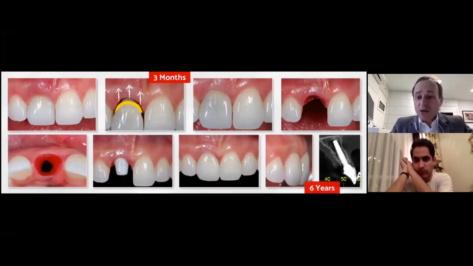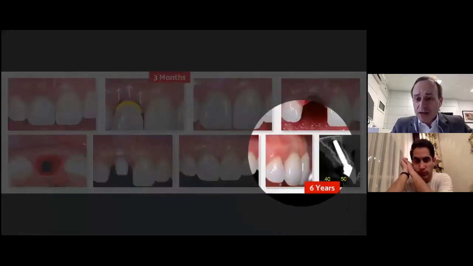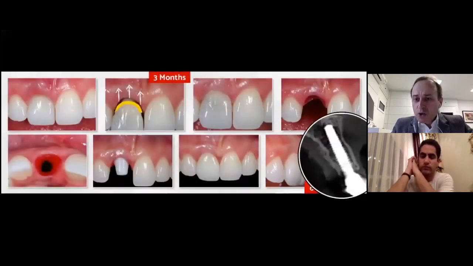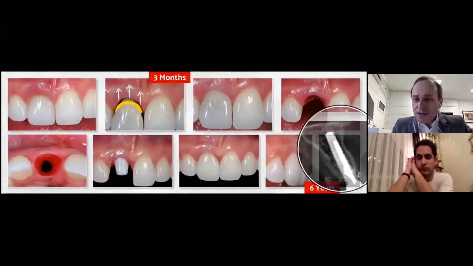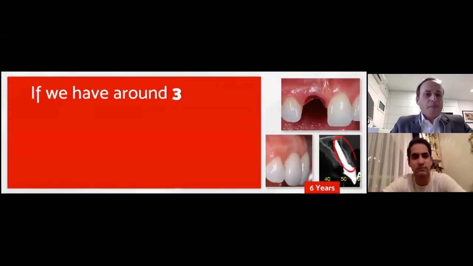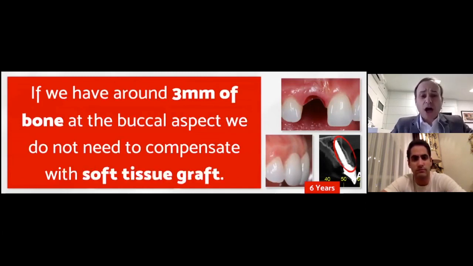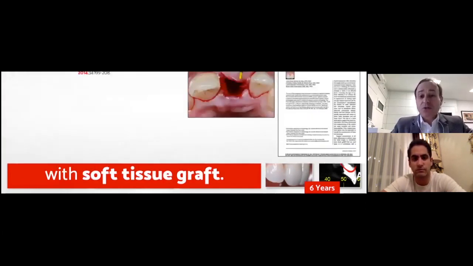What can we notice here? We have the maintenance of the anatomical contour of soft tissue; the soft tissue has been held in the same position due to the presence of the bone graft, as you can see here. So I can state that if we have around 3 millimeters of bone at the buccal aspect, we do not need to compensate with a soft tissue graft.